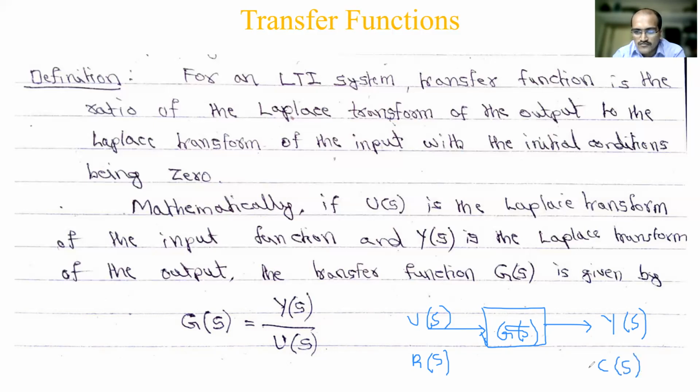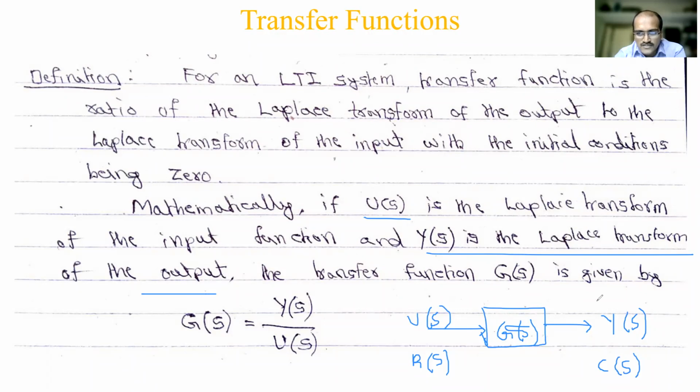Normally in block diagrams we'll use the c of s, r of s terms. In Mason's gain formula, when we are using signal flow graphs, we will be using both kinds: y of s also, c of s also. Now in general I will be using this. Mathematically, u of s is the Laplace transform of the input function u of t, and y of s is the Laplace transform of the output y of t.